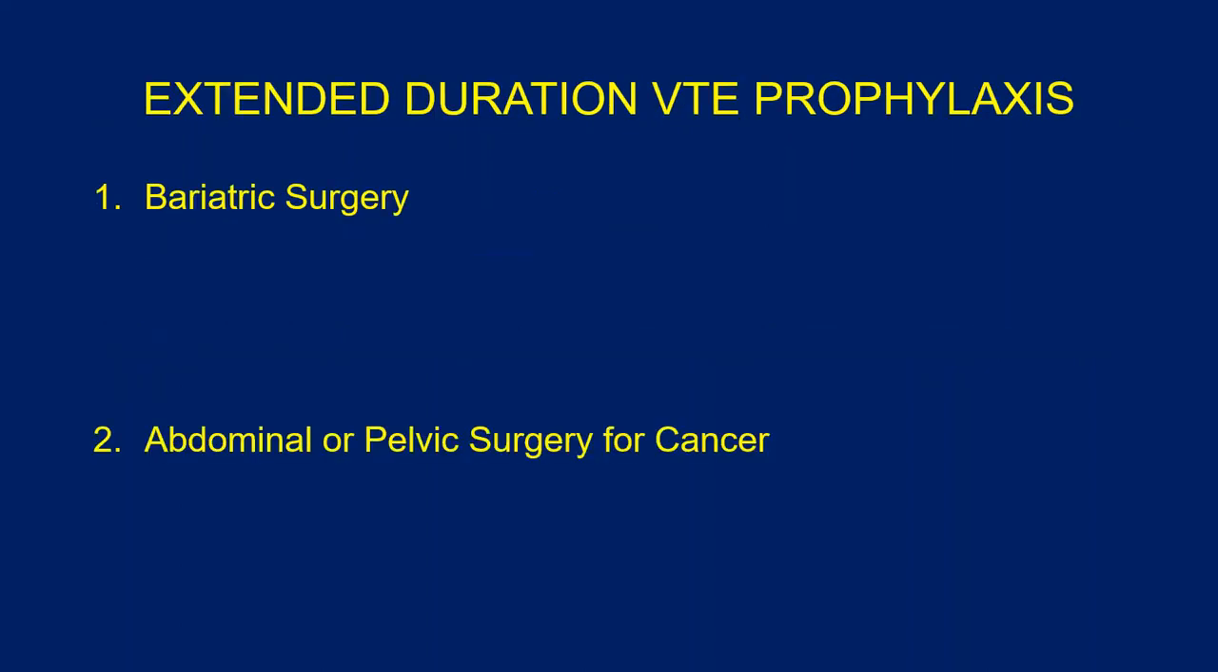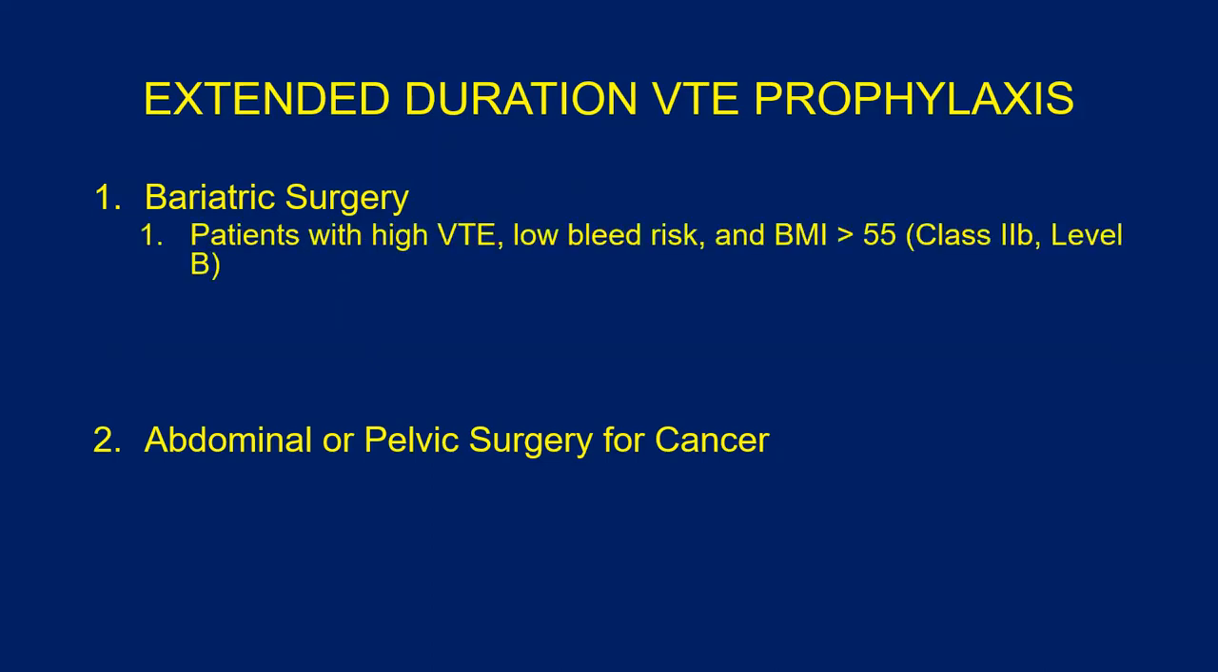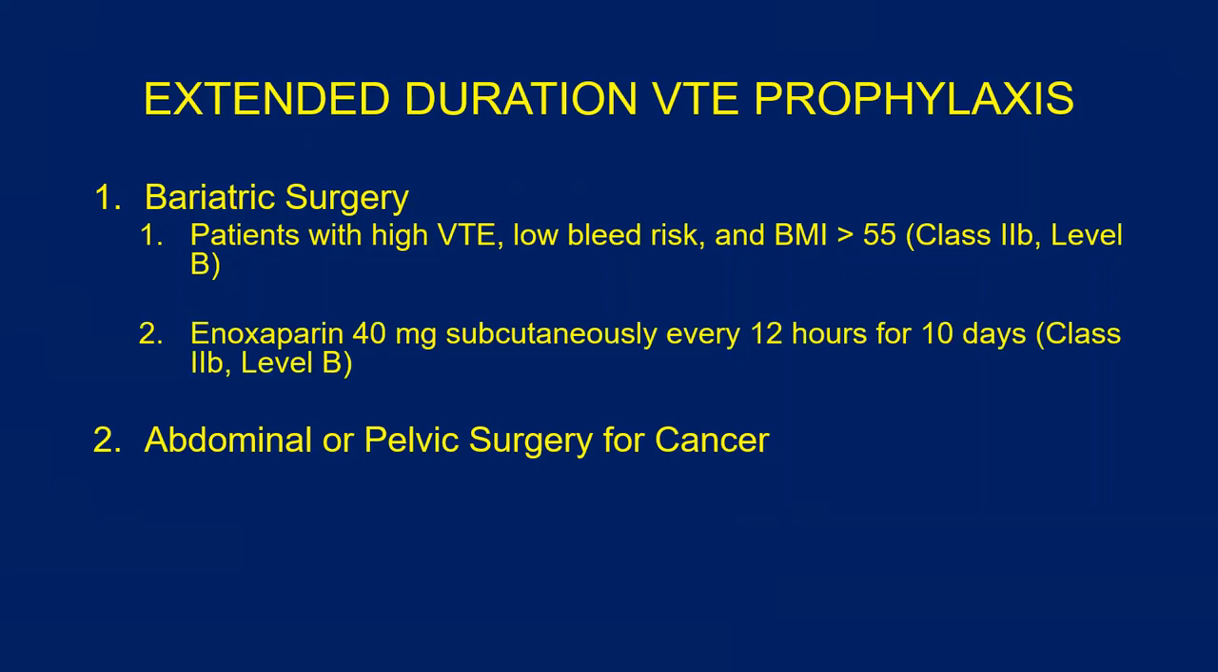Now, what about extended duration VTE prophylaxis? Patients who are undergoing bariatric surgery, or who have recently undergone bariatric surgery during that hospital admission, have a high VTE and a low bleed risk, and the BMI is greater than 55, or they are on enoxaparin 40 milligrams sub-Q every 12 hours for 10 days following the surgery.